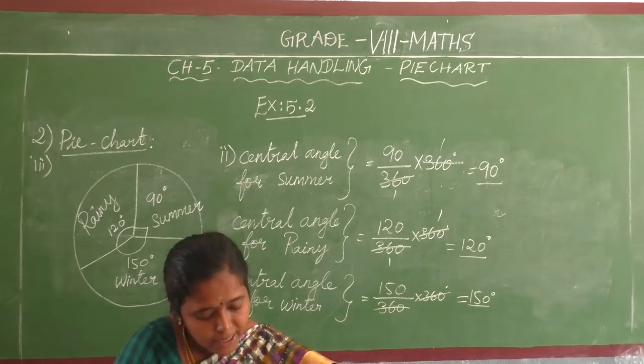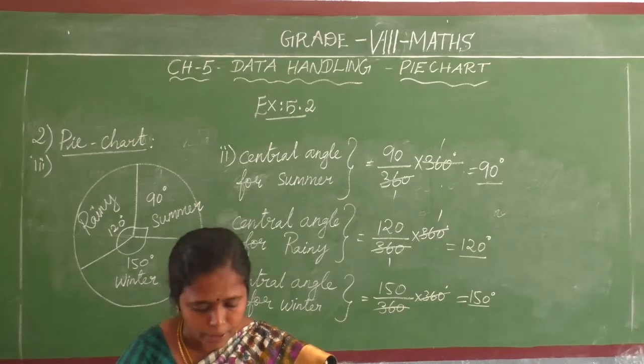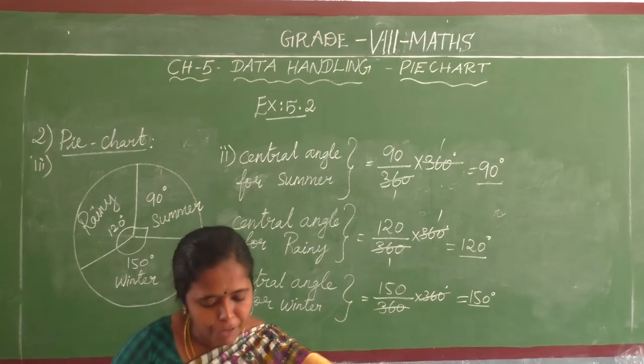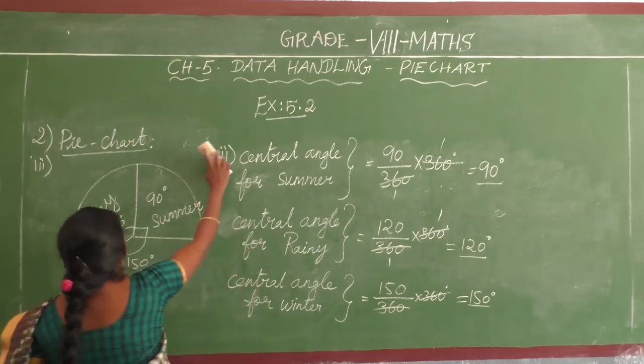The table shows the colors preferred by a group of people. What is given? They are telling us to draw a pie chart showing the following information.